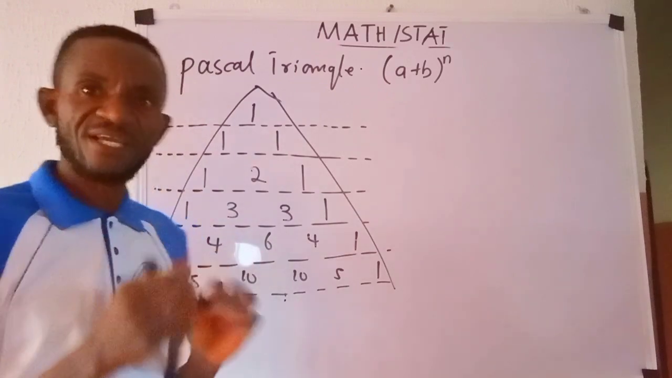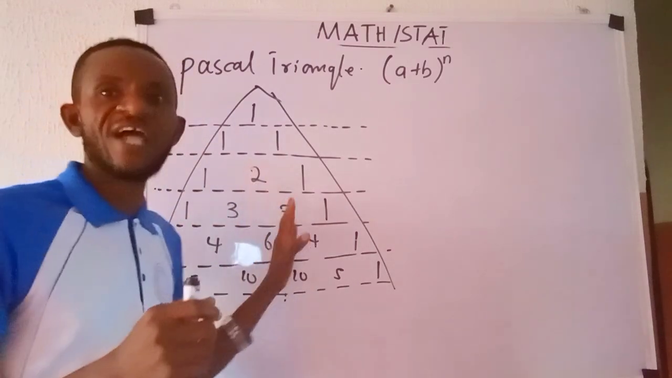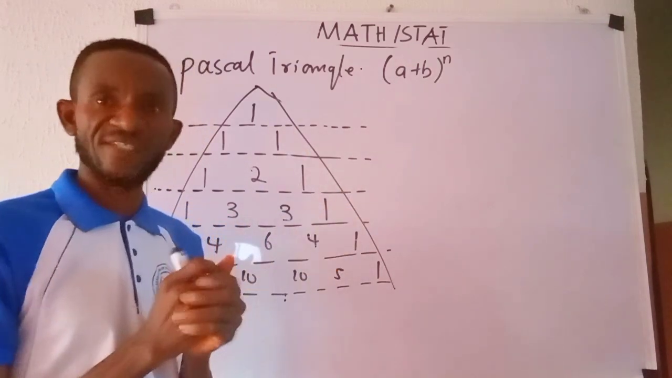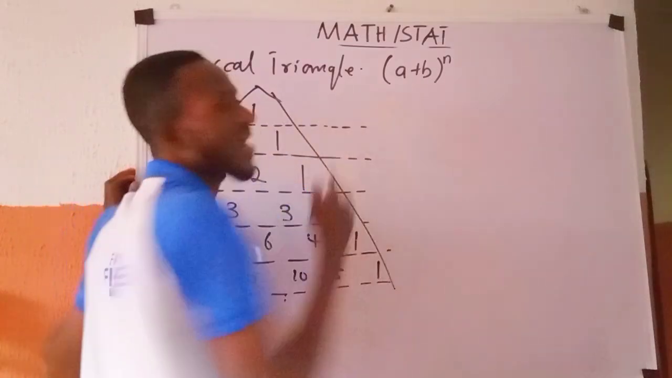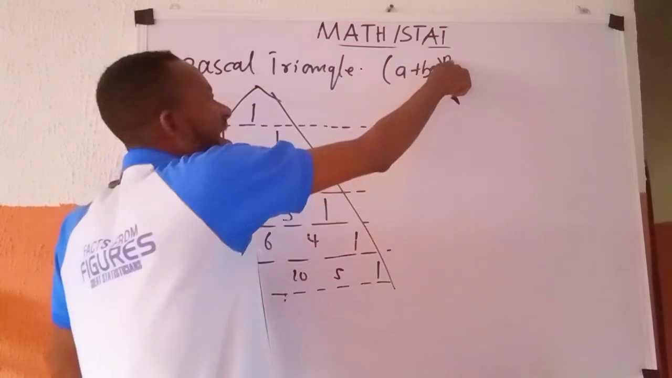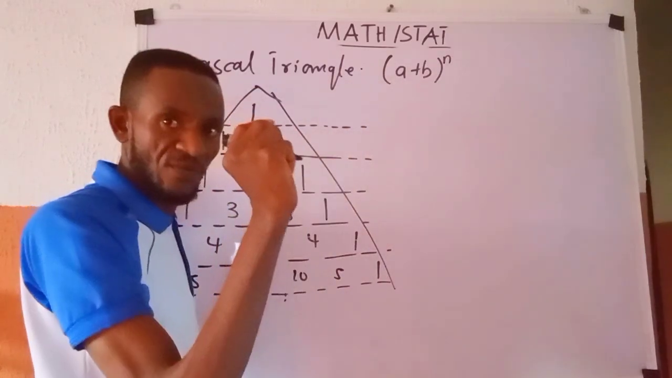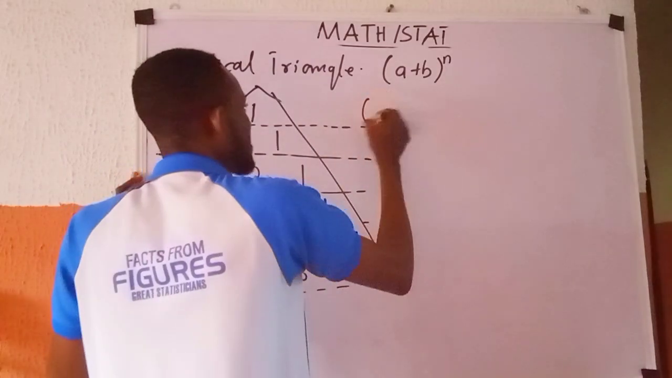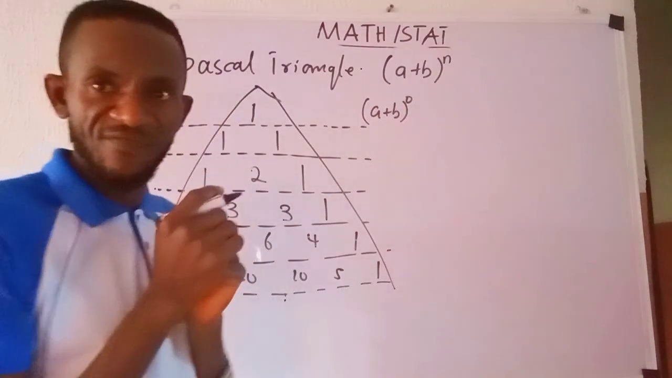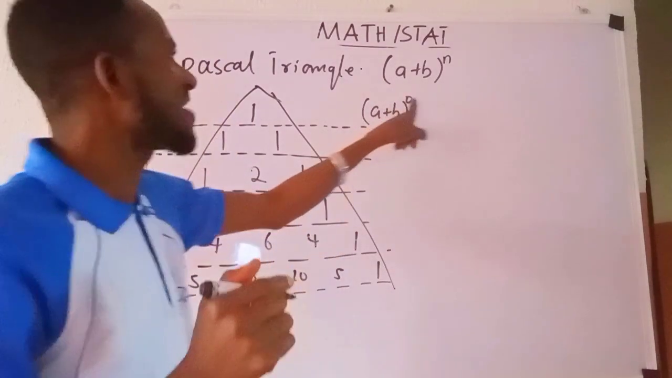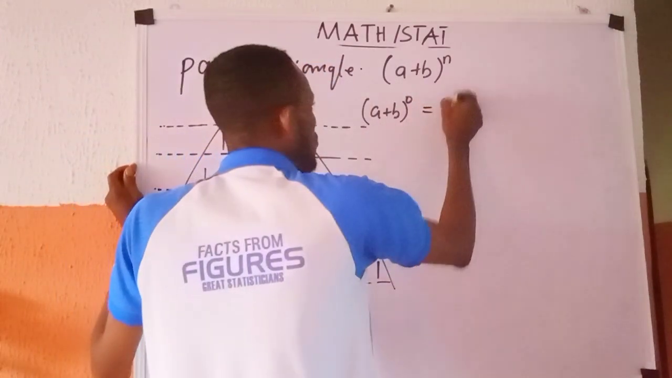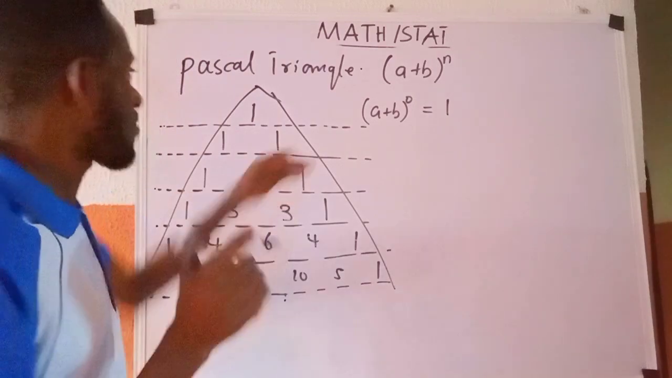So the next thing is, how do we relate this Pascal triangle to a binomial expression? Let us relate to that. The first row which we have here is a point where n takes up a value of 0. So what we have in this first row is (a + b) all raised to power 0. Do remember that anything raised to power 0 in mathematics is 1. So this is equal to 1.